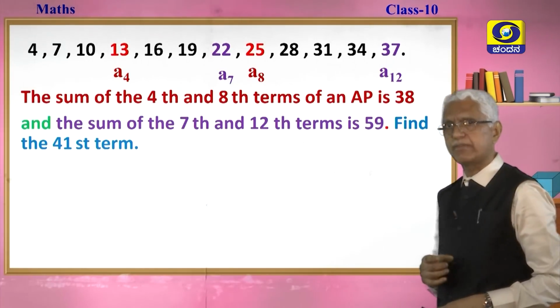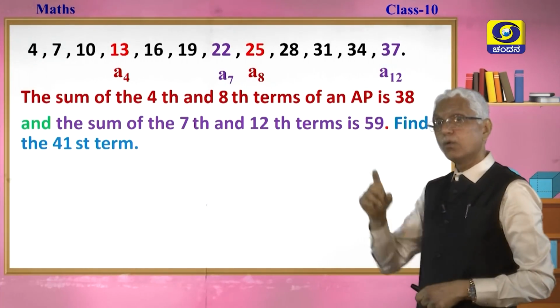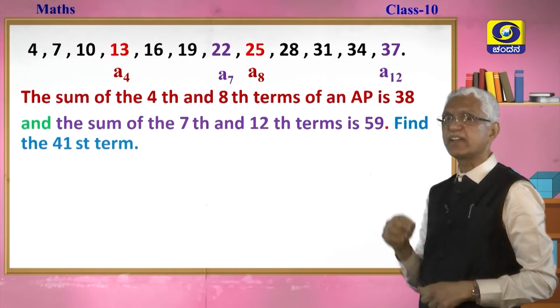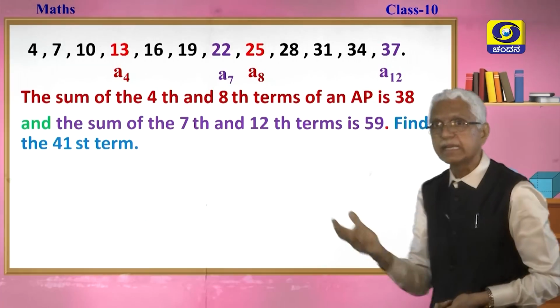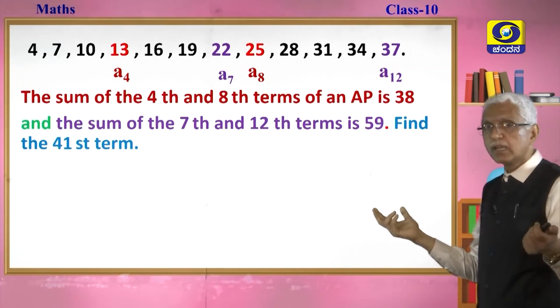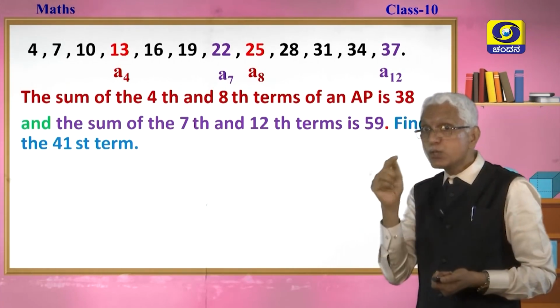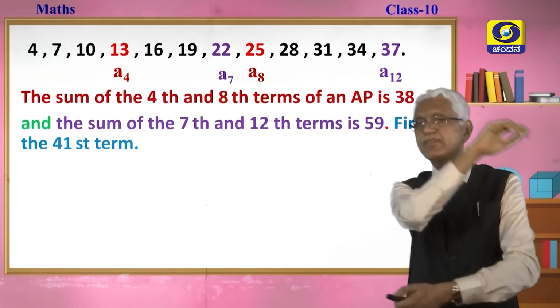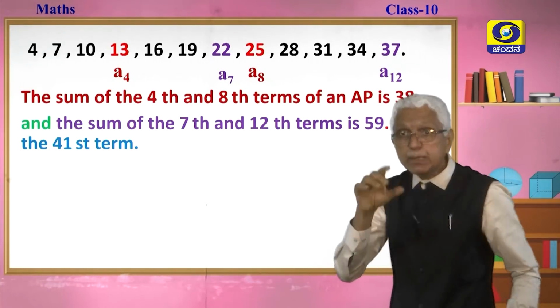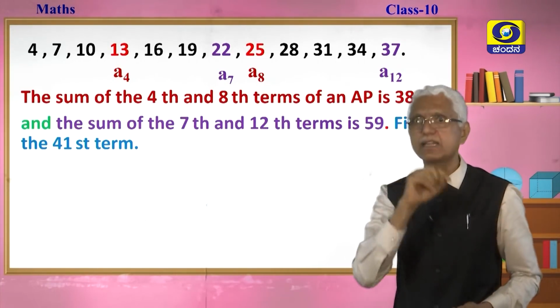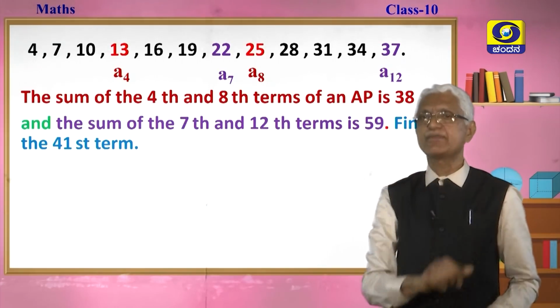Check what is the seventh term? 22. What is the 12th term? 37. What is the sum of the 7th and the 12th? 37 plus 22, 59. Wonderful. Correct. What is it that you have to find out? You have to find out the 41st term. My dear children, that means A41. That is the beauty. You have to find A41.